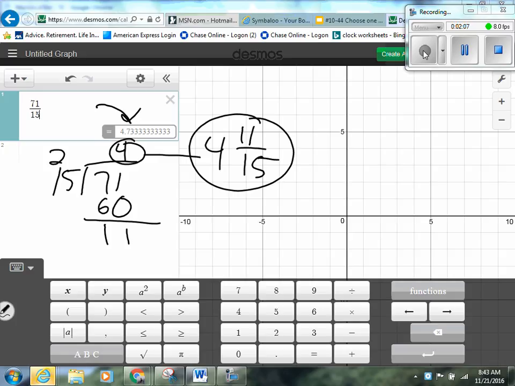And how did we get there? We took this number and divided it in that equation right there. 71 divided by 15, you end up getting 4. And then your remainder is 11, which then you get 4 and 11/15 as your answer. Okay?